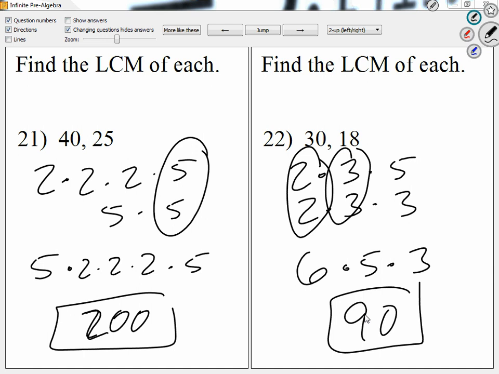I don't remember how big the test is, but if I have to guess, I think it's 10 of each: 10 greatest common factor and 10 least common multiple. Again, any questions? Let me take roll really quick.